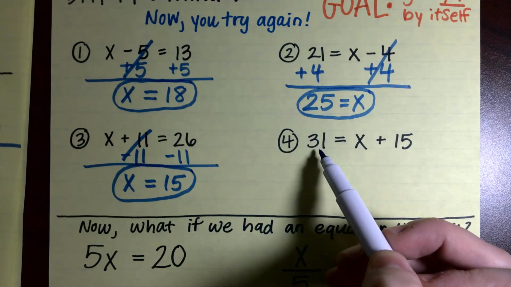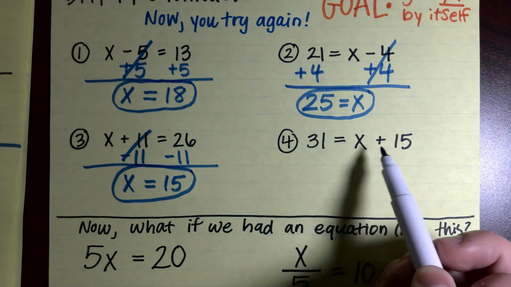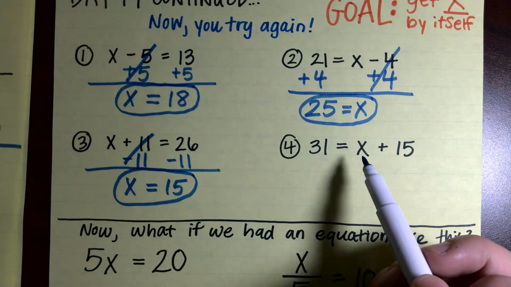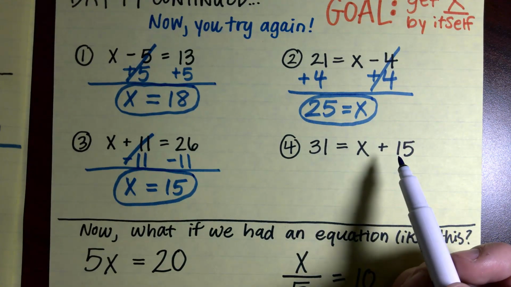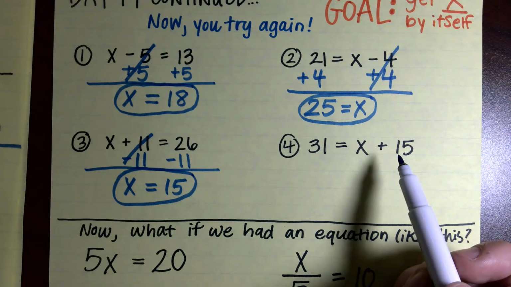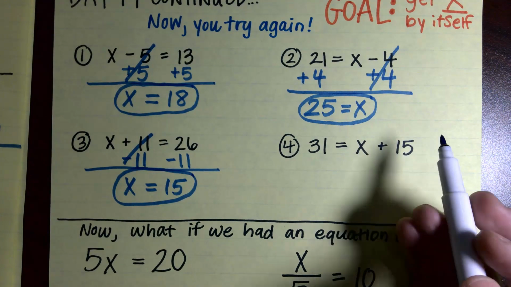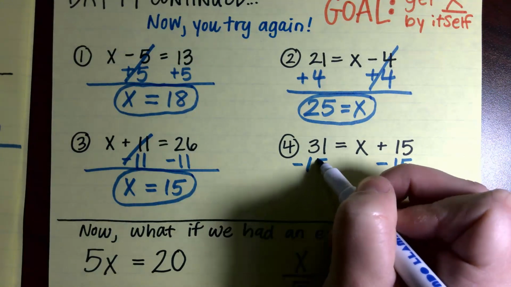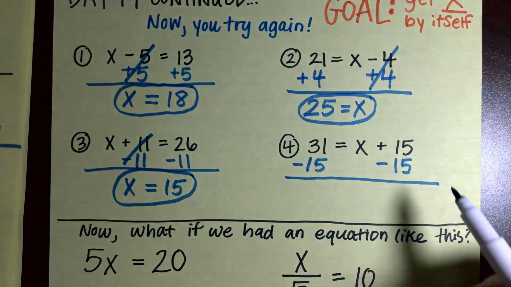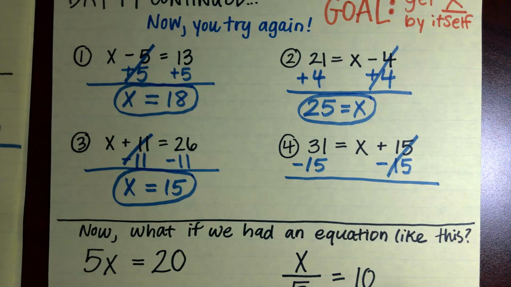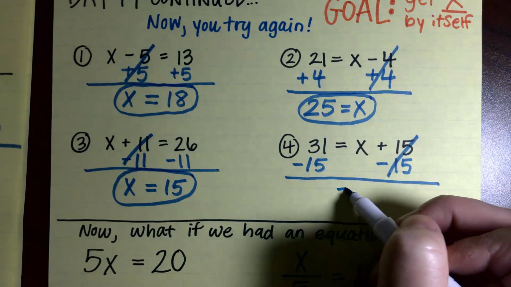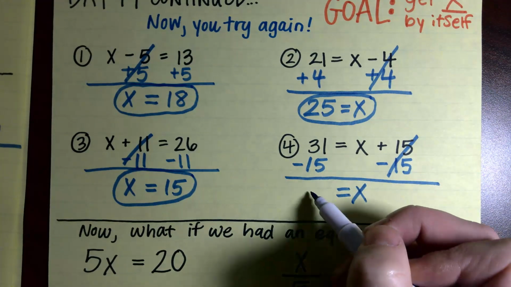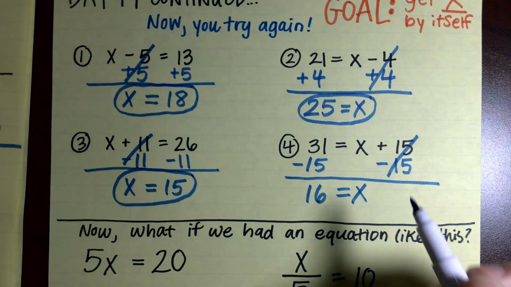Now we have 31 equals x plus 15. And remember, our goal is to get x by itself. So what number are we trying to get rid of? 15. Yes, we're trying to get rid of 15. How can we get rid of it? Subtract. Yes, you guys are getting it. Minus 15 from both sides. All right. Those are going to cancel, the 15s. And then I'm going to have, what is 31 minus 15? 16 equals x. There we go.